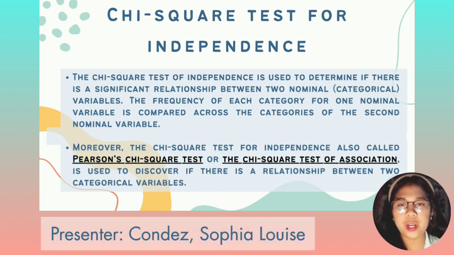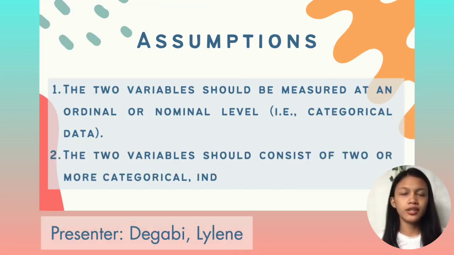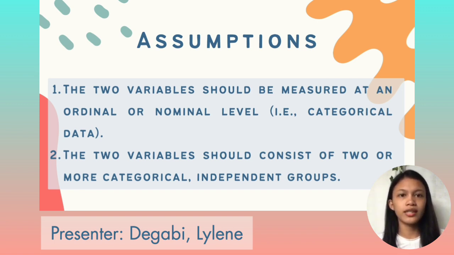Chi-square test for independence. The chi-square test of independence is used to determine if there is a significant relationship between two nominal categorical variables. The frequency of each category for one nominal variable is compared across the categories of the second nominal variable. So when you choose to analyze your data using a chi-square test, you need to make sure that the data you want to analyze passes two assumptions.